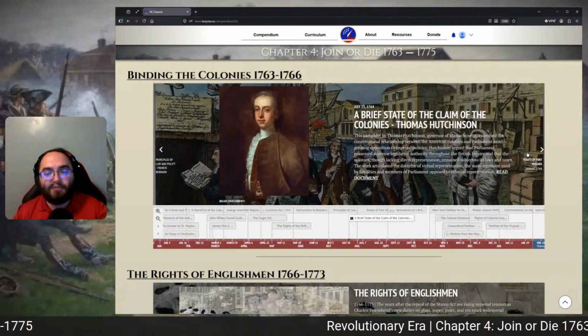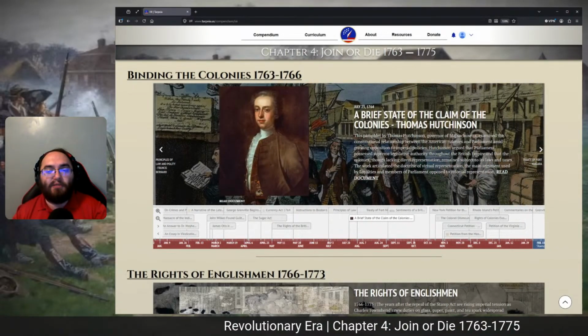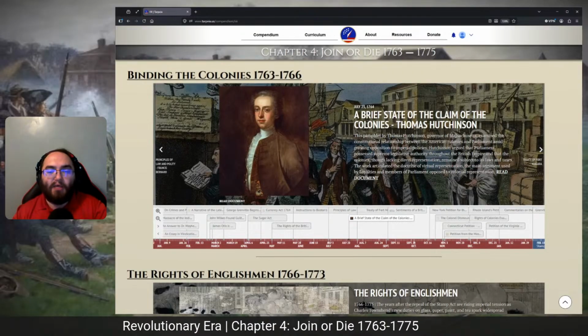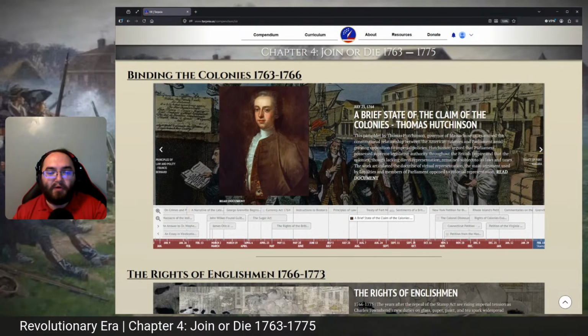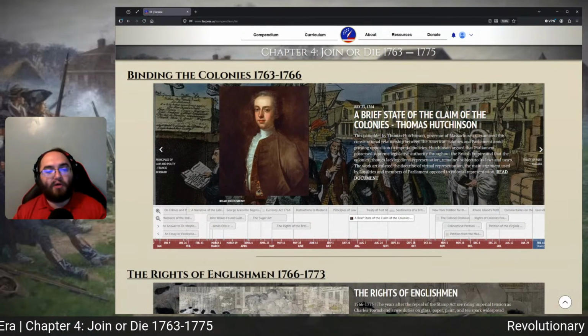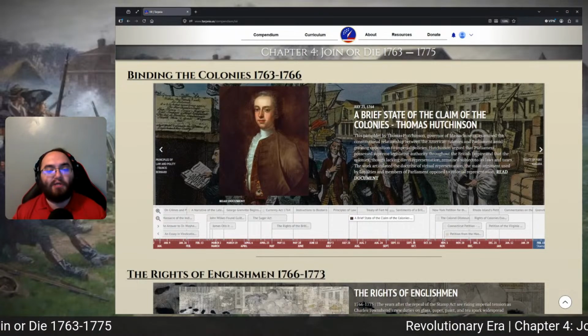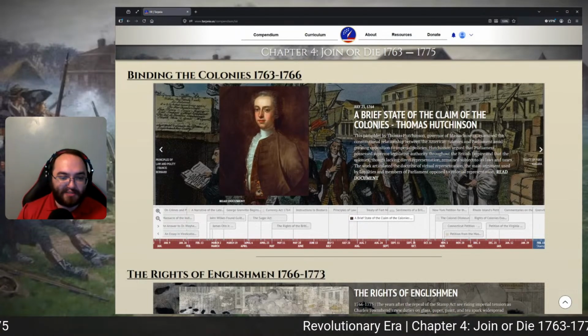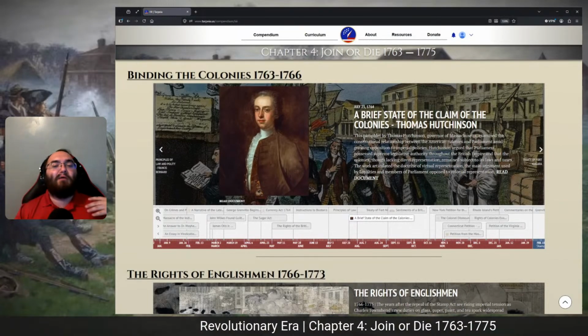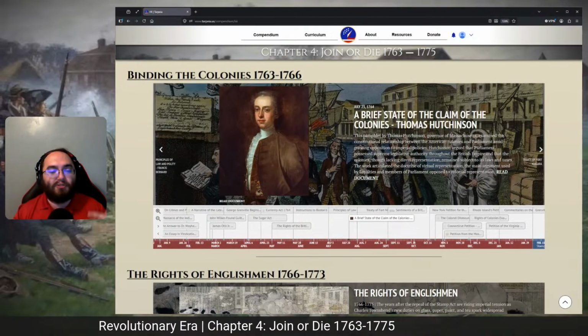Here's another loyalist, Thomas Hutchinson. He is the governor of Massachusetts at this time, and he writes A Brief State of the Claim of the Colonies. And so we do not just include political essays written by the patriots, the people who are grieving about all of these restrictions by Parliament.